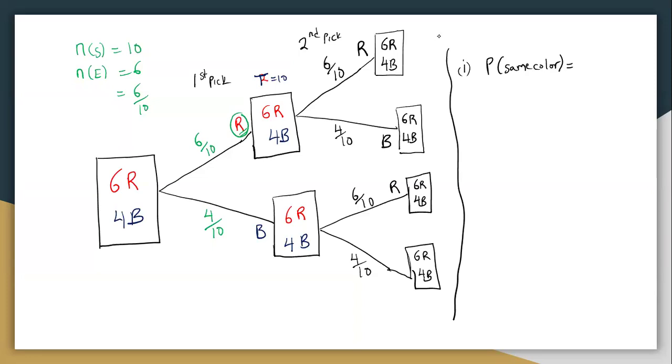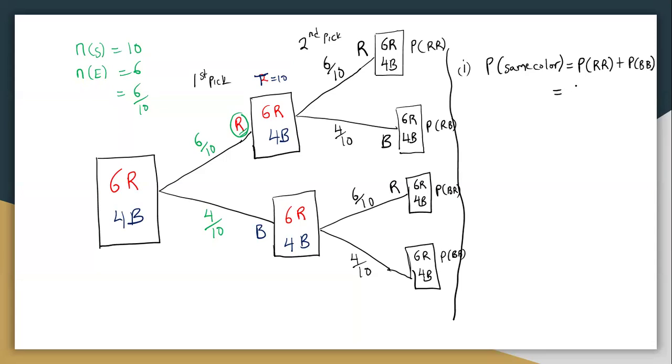Remember here we said that in summary, this is going to be probability of RR. This one is going to be probability of RB. This is going to be probability of BR. This one is going to be probability of BB. So same color, which probabilities are we looking for? RR and BB. Very good. So here we shall say probability of RR plus probability of BB.